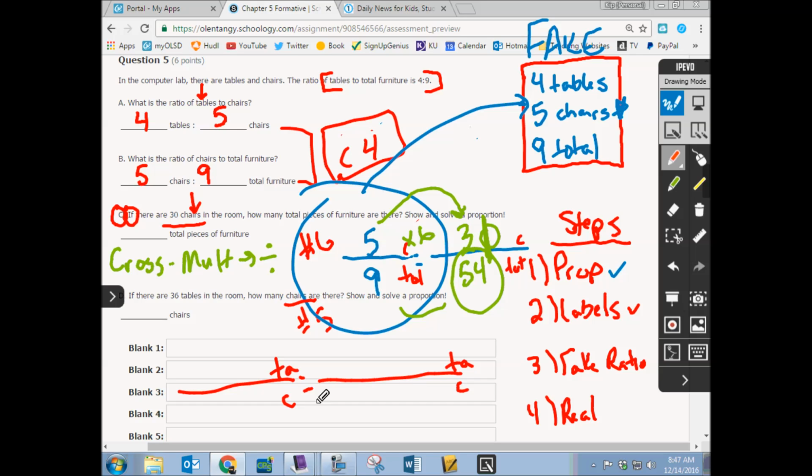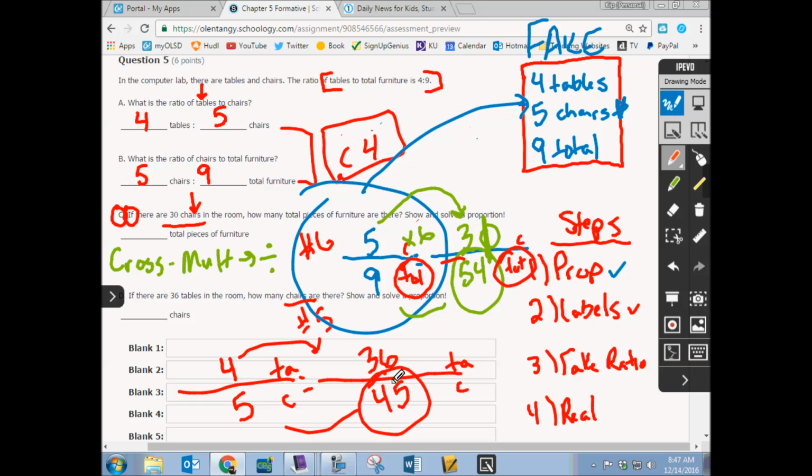If I did boys to girls, if I said it was 4 boys to 5 girls, is that the same thing as saying 5 girls to 4 boys? Same exact thing, right? So this is no different. But when you have a proportion with total, should total always go into the bottom? Yes. Okay, so what's my fake ratio of tables to chairs? 4 to 5. What piece of real information did they give us? 36. You could cross multiply divide here, or you could see we are multiplying by 9. Multiplying by 9, that's going to be 45. Everybody got that? 45 chairs.